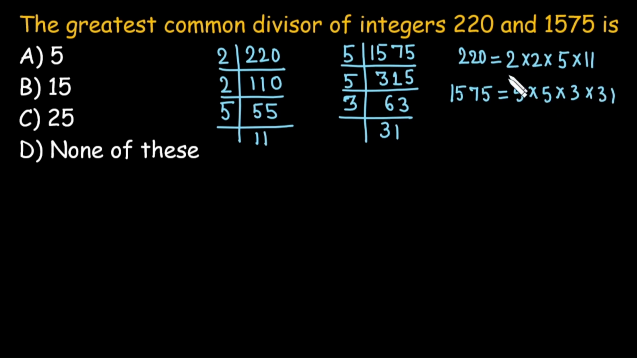Now what are the common divisors between these two? Only one common divisor, that is 5. Hence the GCD of these two integers is equal to 5.